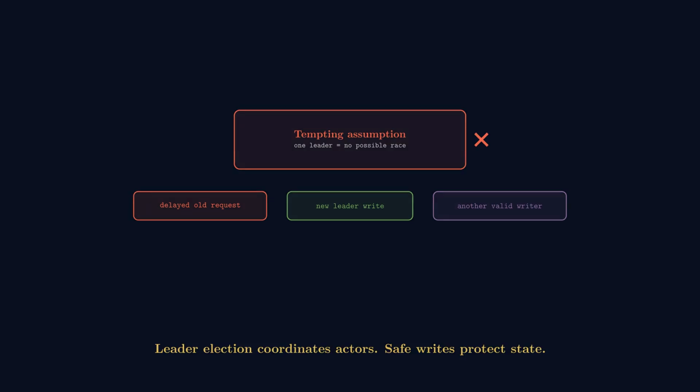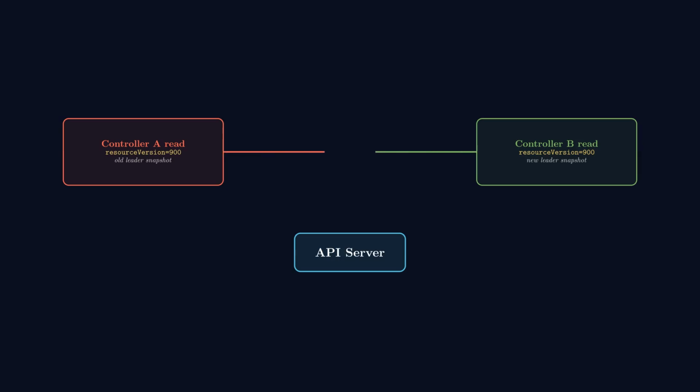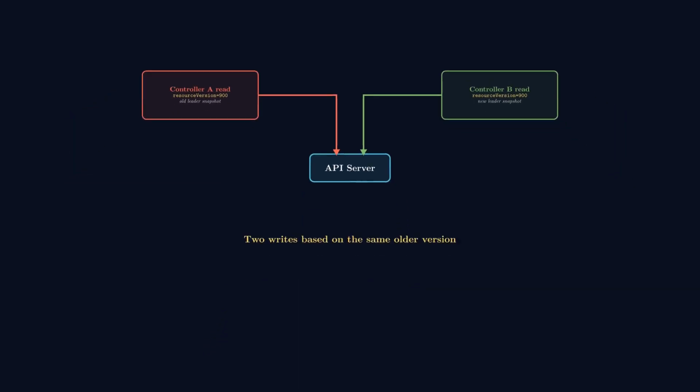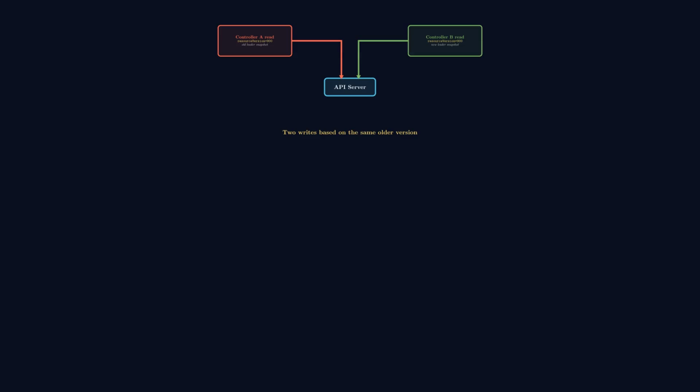Here is a concrete failover race. Controller A reads Checkout app at resource version 900 while it is still leader. The network becomes unstable and A loses leadership. Controller B takes over and reads the object too. Then an old delayed write from A and a newer write from B both reach the API server. This is where resource version becomes a write safety check.